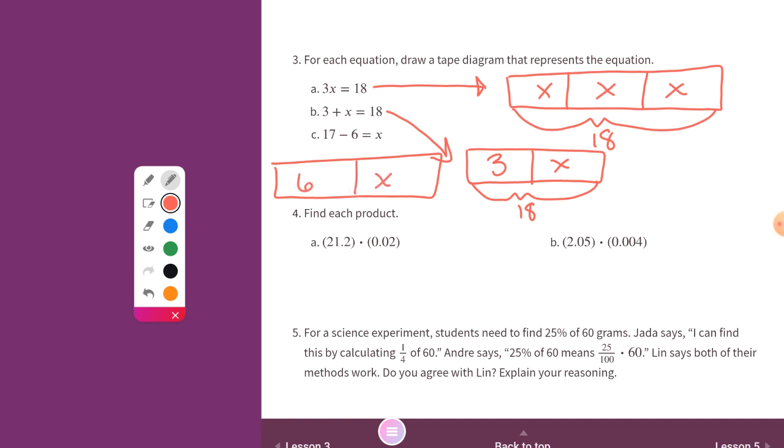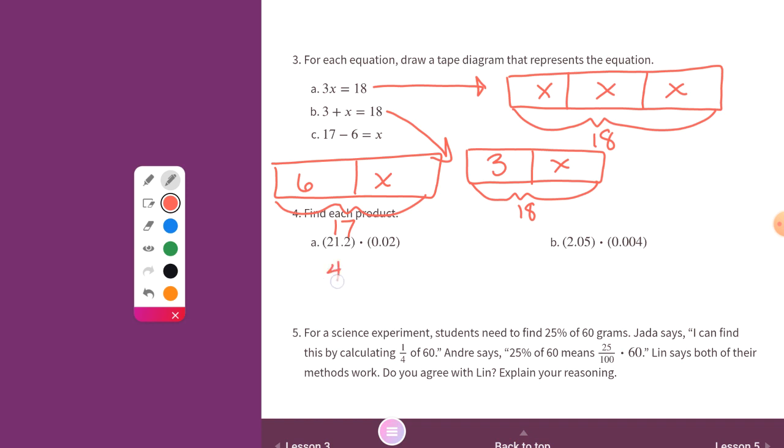Good job. And then my brace and 17. Because remember, tape diagrams show addition. So if I'm given a subtraction problem, I gotta find its fact family. Let me do some math here.